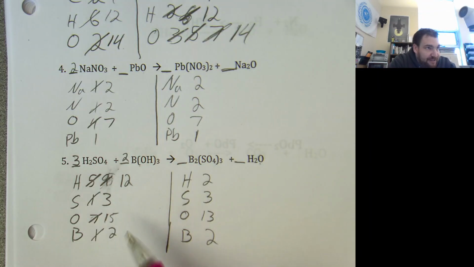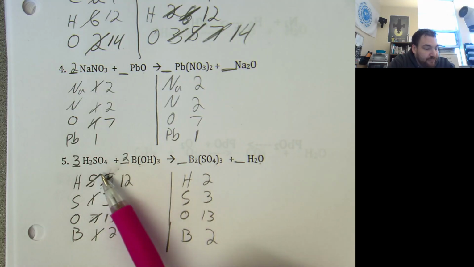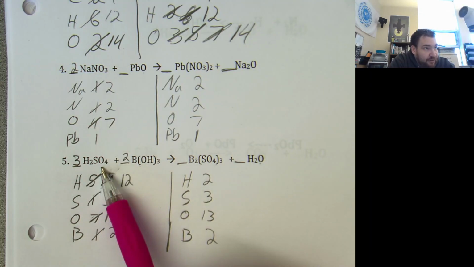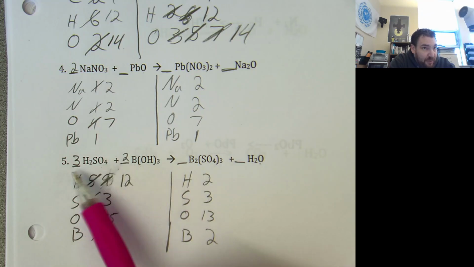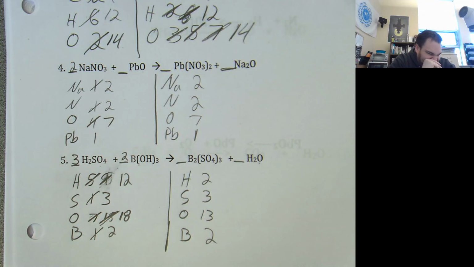How many oxygens are on the left-hand side now that we've put this 2 in front of the boron hydroxide? Yeah, 2 times 3 is 6 from here, plus the 3 times 4. So the 6 plus the 12 is 18. So now the sulfurs are balanced, the borons are balanced, and we've got O and H to do. We're going to balance the O's last. So let's do the hydrogens now.